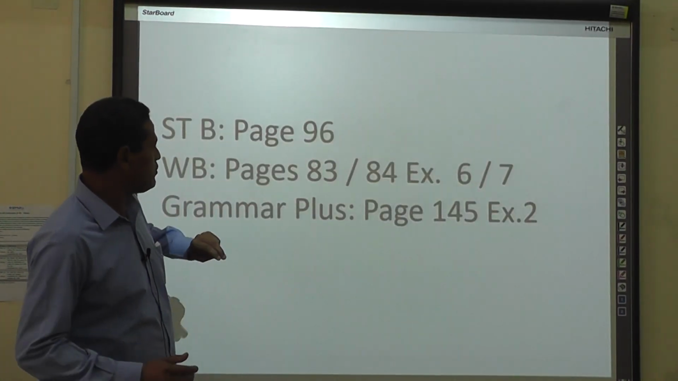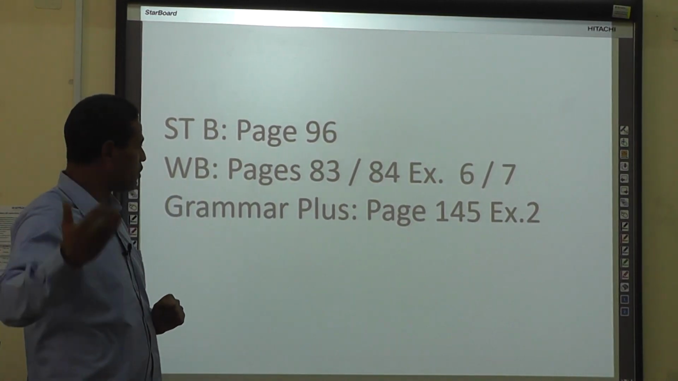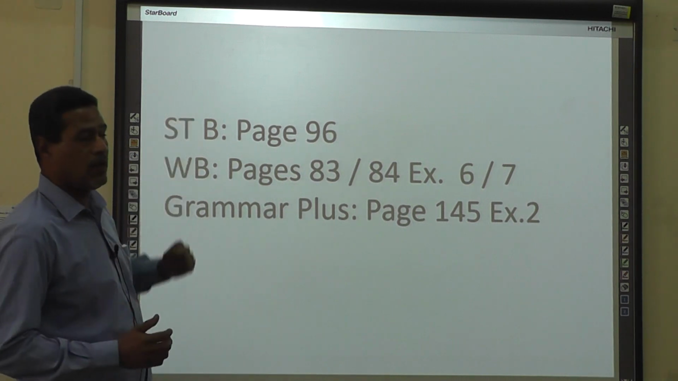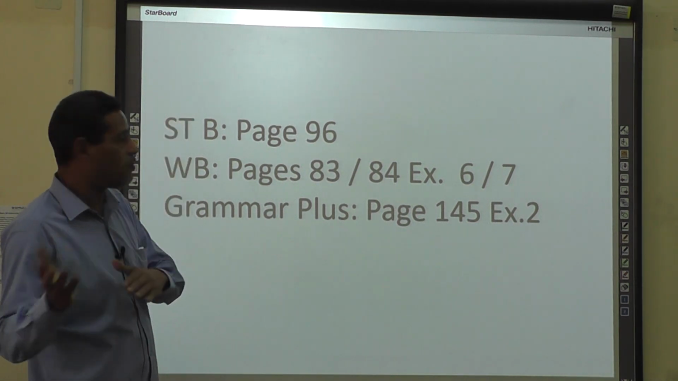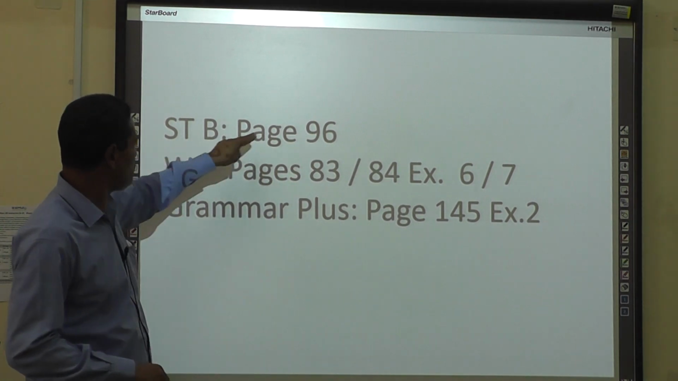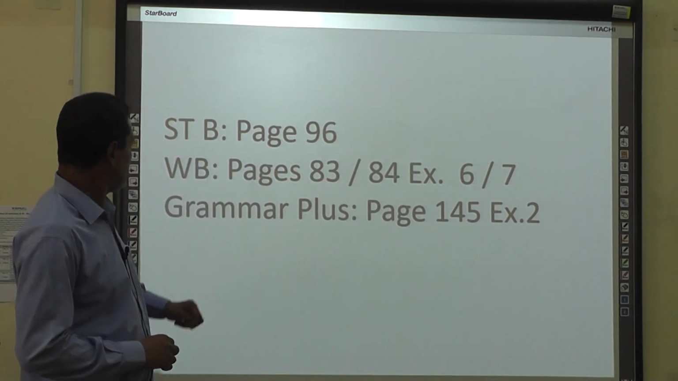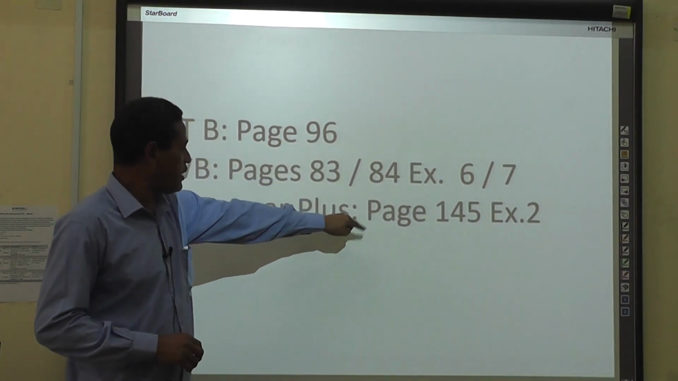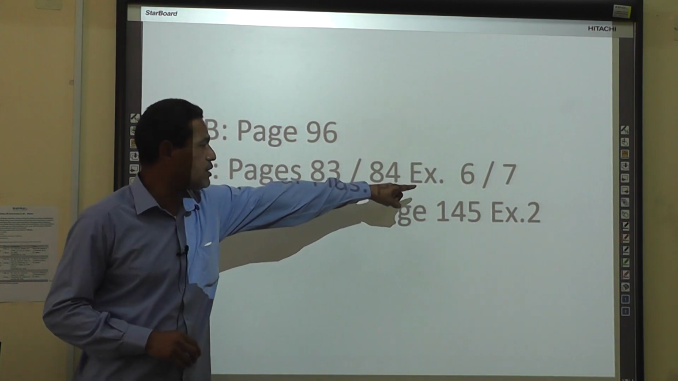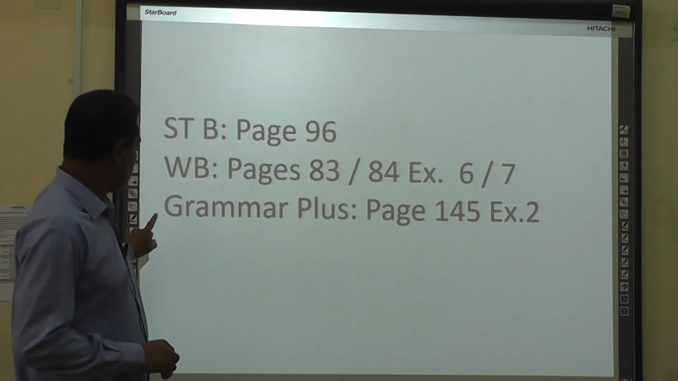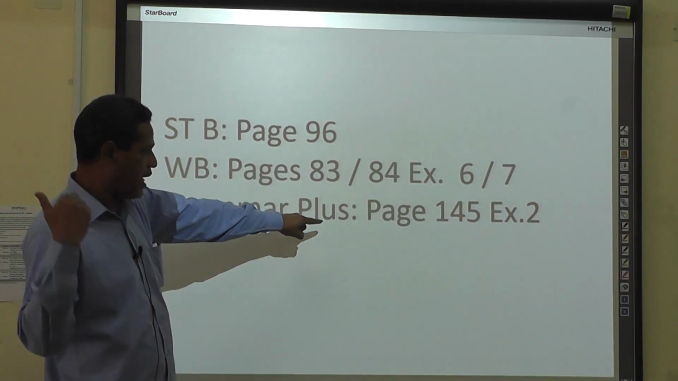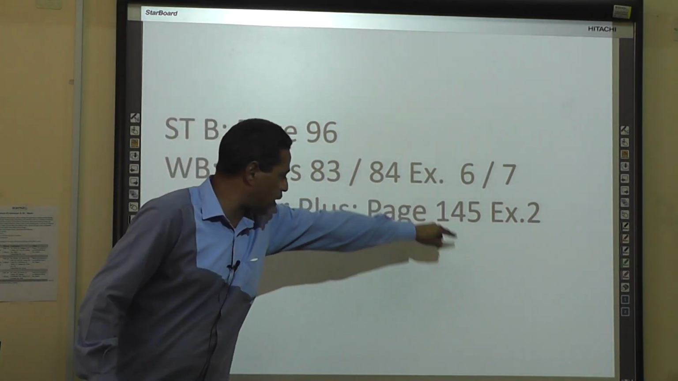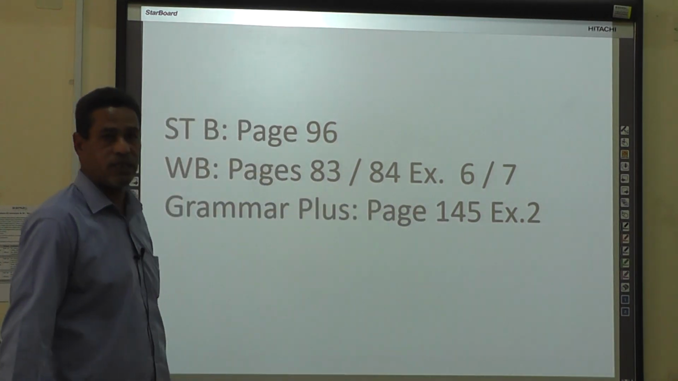As usual, for more practice and more information about how to make questions using how plus an adjective, you can go back to your student book, page 96, and also your workbook, pages 83 and 84, and do exercises 6 and 7. And in the Grammar Plus, at the end of the student book, go to page 145 and do exercise 2.